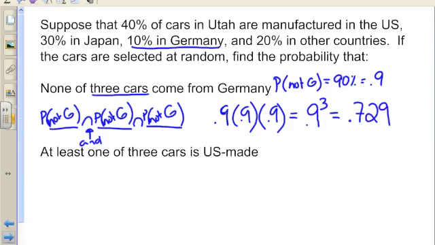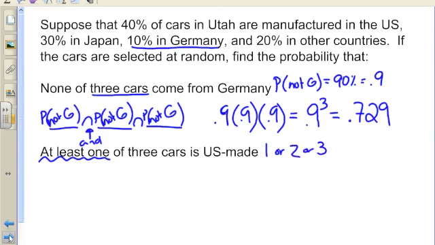All right, this is the one that drives all my students crazy. It's the "at least" questions. At least one of the 3 cars is US made. Well, if you have at least one friend on Facebook, it means you could have more. This could be 1 car from the US, or 2 cars, or 3 cars. Ooh, that's a lot of "or"s. That would be doing a lot of adding.